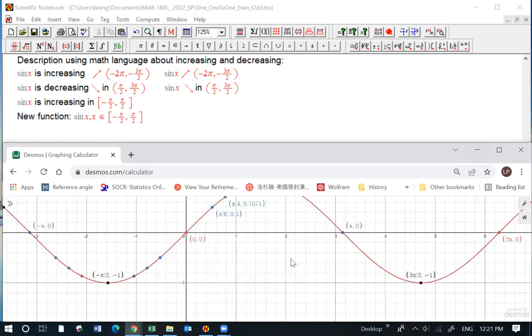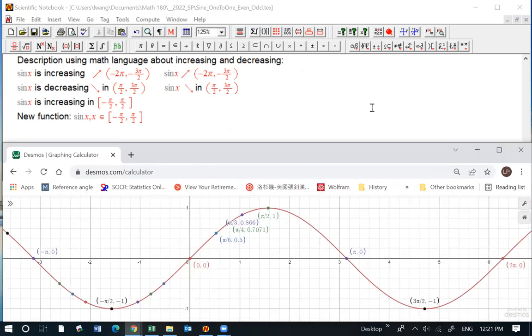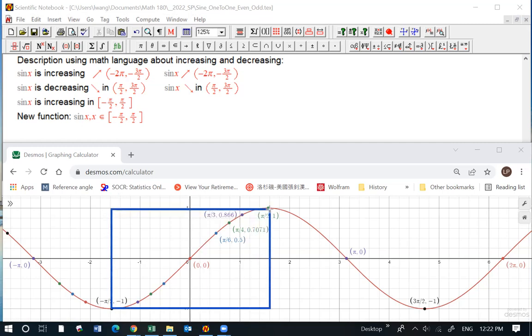So this piece. I'm going to draw that box again. This function, with that box, this piece, it's a short piece of sine function. This piece is of special interest to us. It's increasing, it's 1-to-1, and it's a new function.